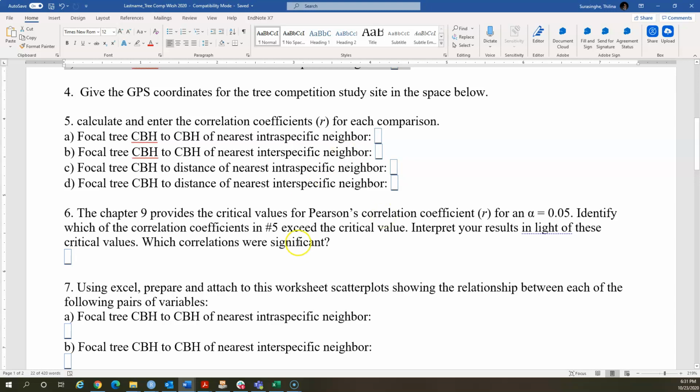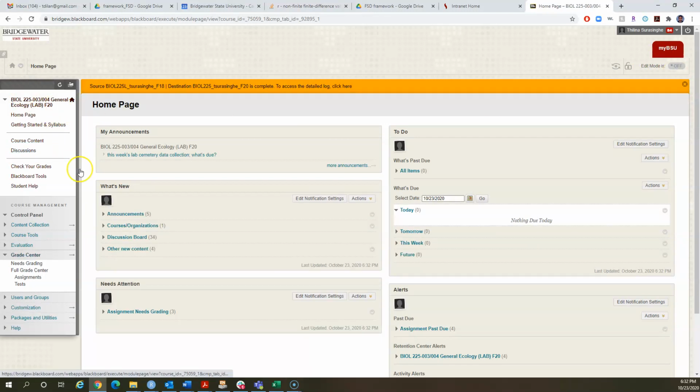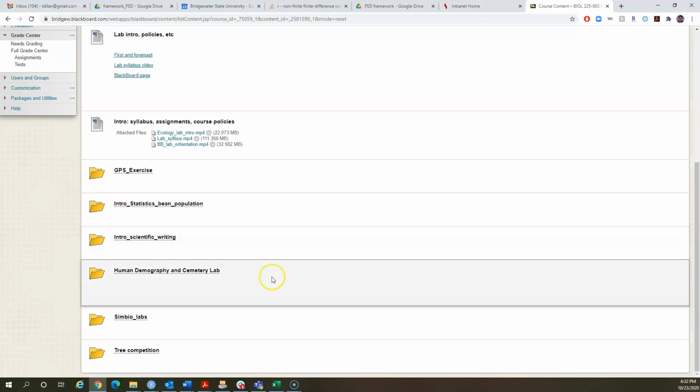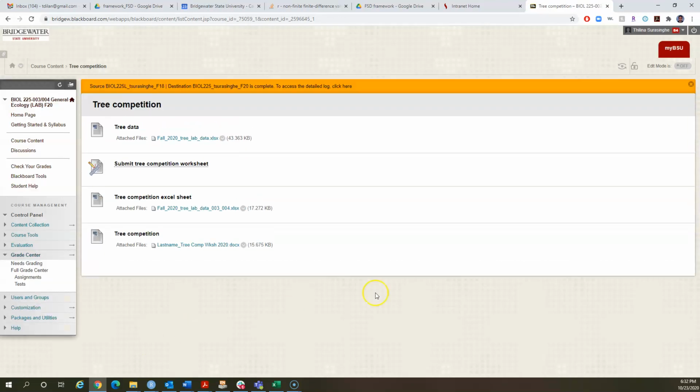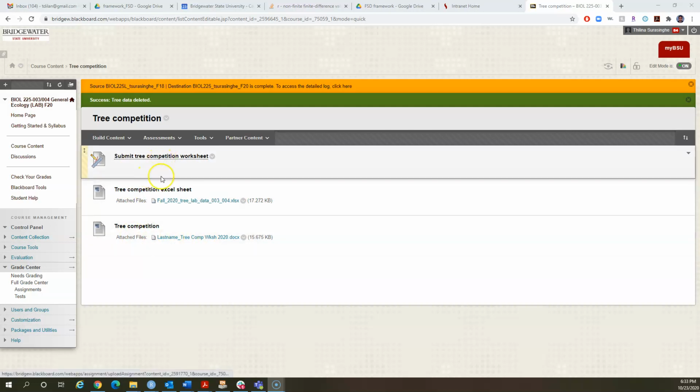In order to do that, let's go to your Excel sheet. Where do you find your Excel sheet? This is your lab Blackboard page, and you go to course content. You navigate to tree competition activity, and your data for this particular lab is provided. Your tree competition data is provided here. This is the worksheet location, and this is where you submit it. You should be very familiar with the Blackboard orientation right now.